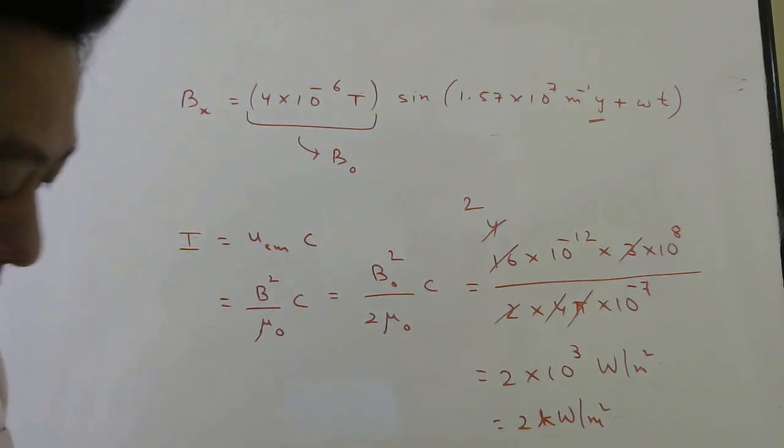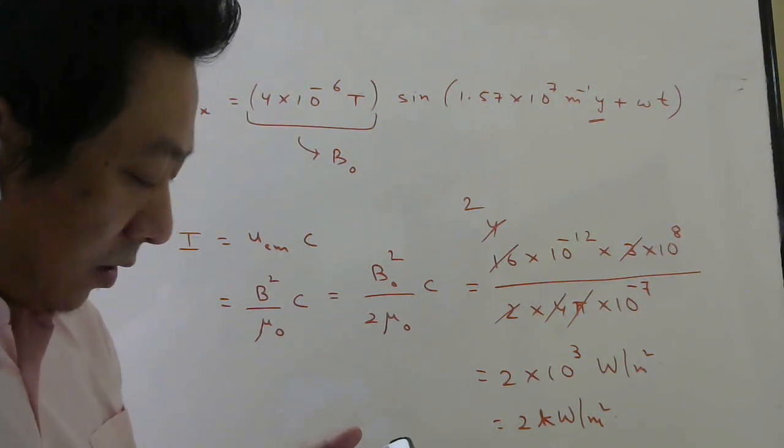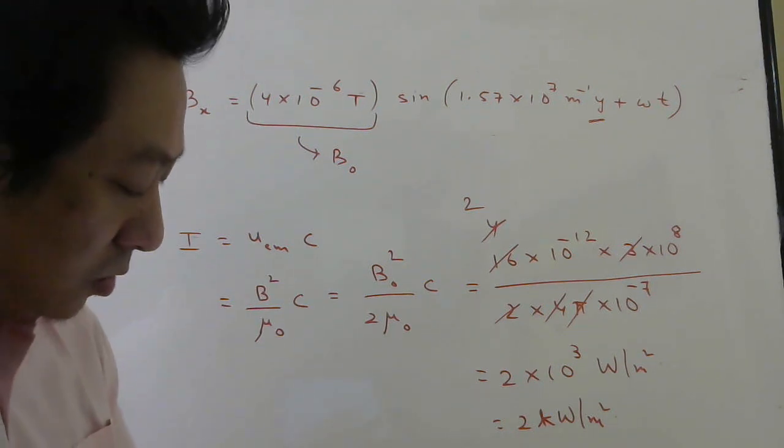So let's see the options. It is given as 1.9 kilowatt per meter square, close to 2, right? So option A.